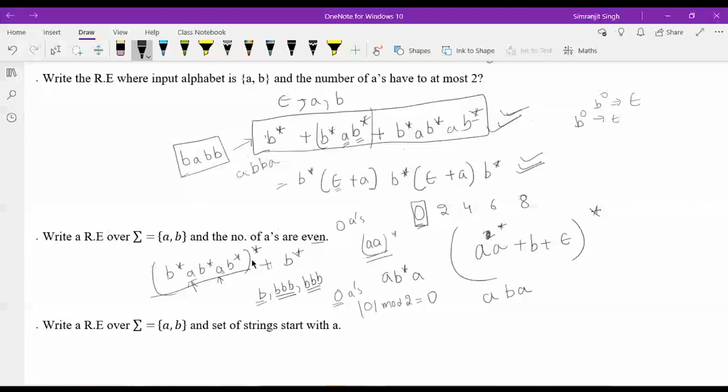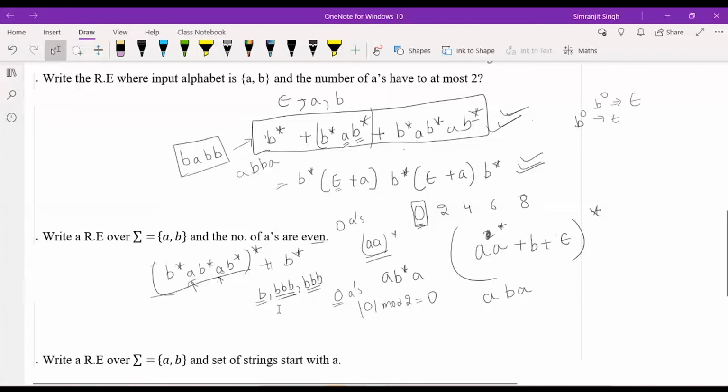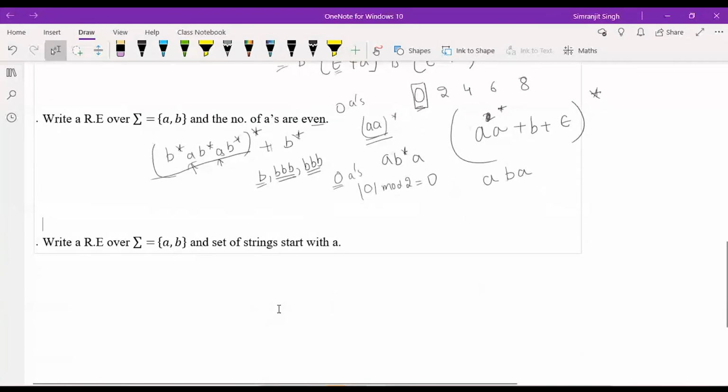I think most of you have got that. Sir, actually, I have a question. Sir, in this, if the number of A's is zero, will it be counted as part of the string? Like, if there are no A's, will it be even? I'm not understanding your question. Can you repeat? Sir, I was saying that in that string, if there are no A's, will it be considered part of the language?